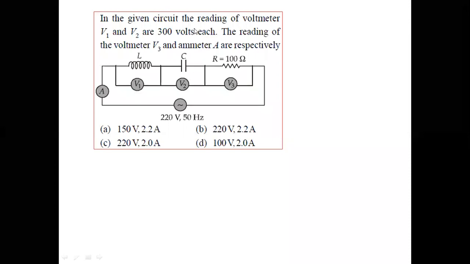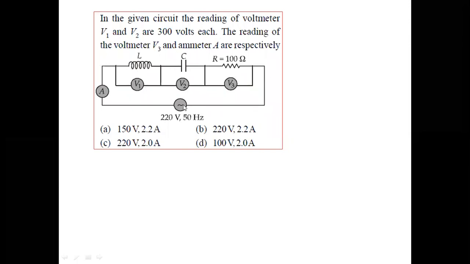In the given circuit, the readings of voltmeters V1 and V2 are 300 volts each. It's an LCR circuit connected to an AC source, 220 volt, 50 hertz. It's an alternating source whose specification is 220 RMS value of voltage, frequency 50 hertz. There is an ammeter in the circuit. I need to calculate what is the current in the circuit.